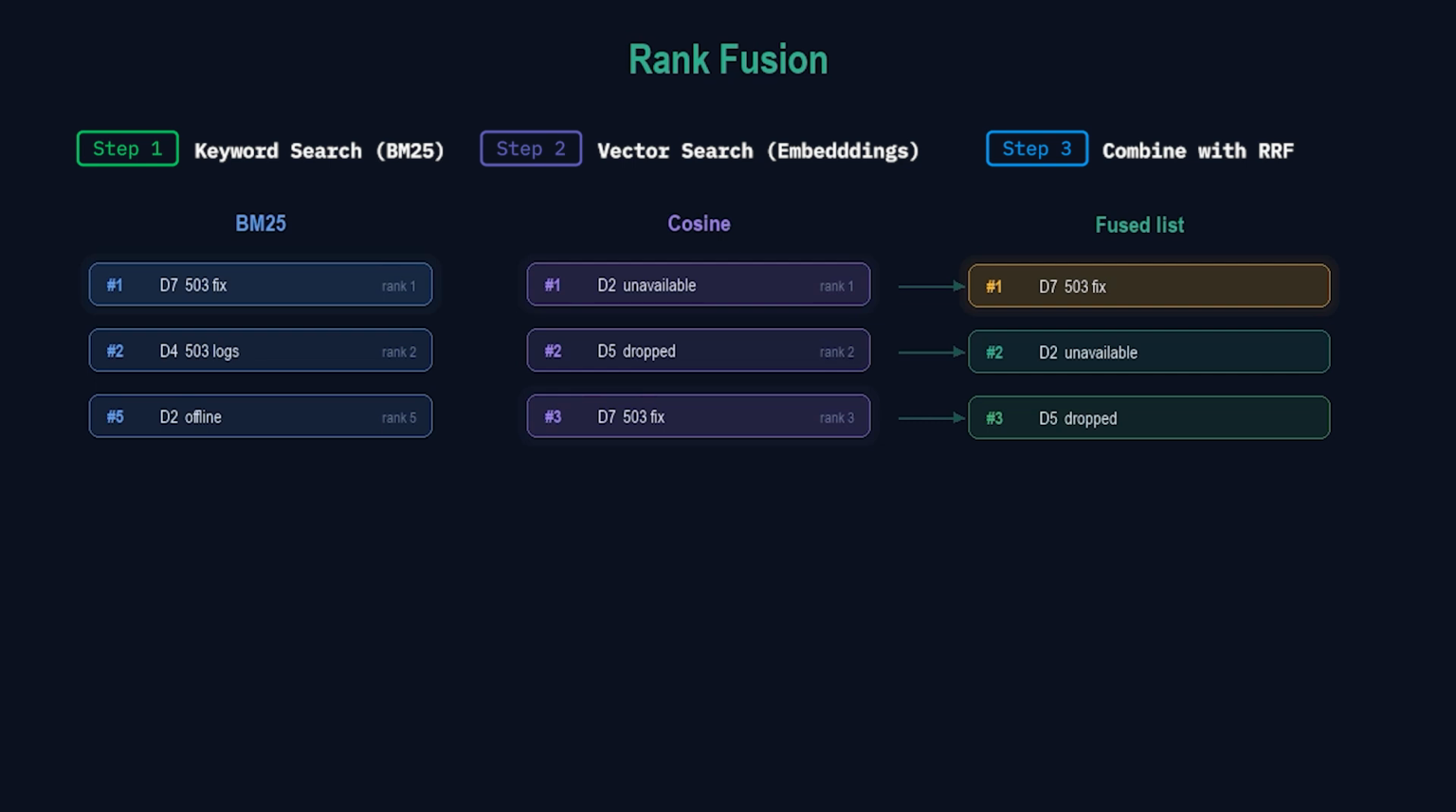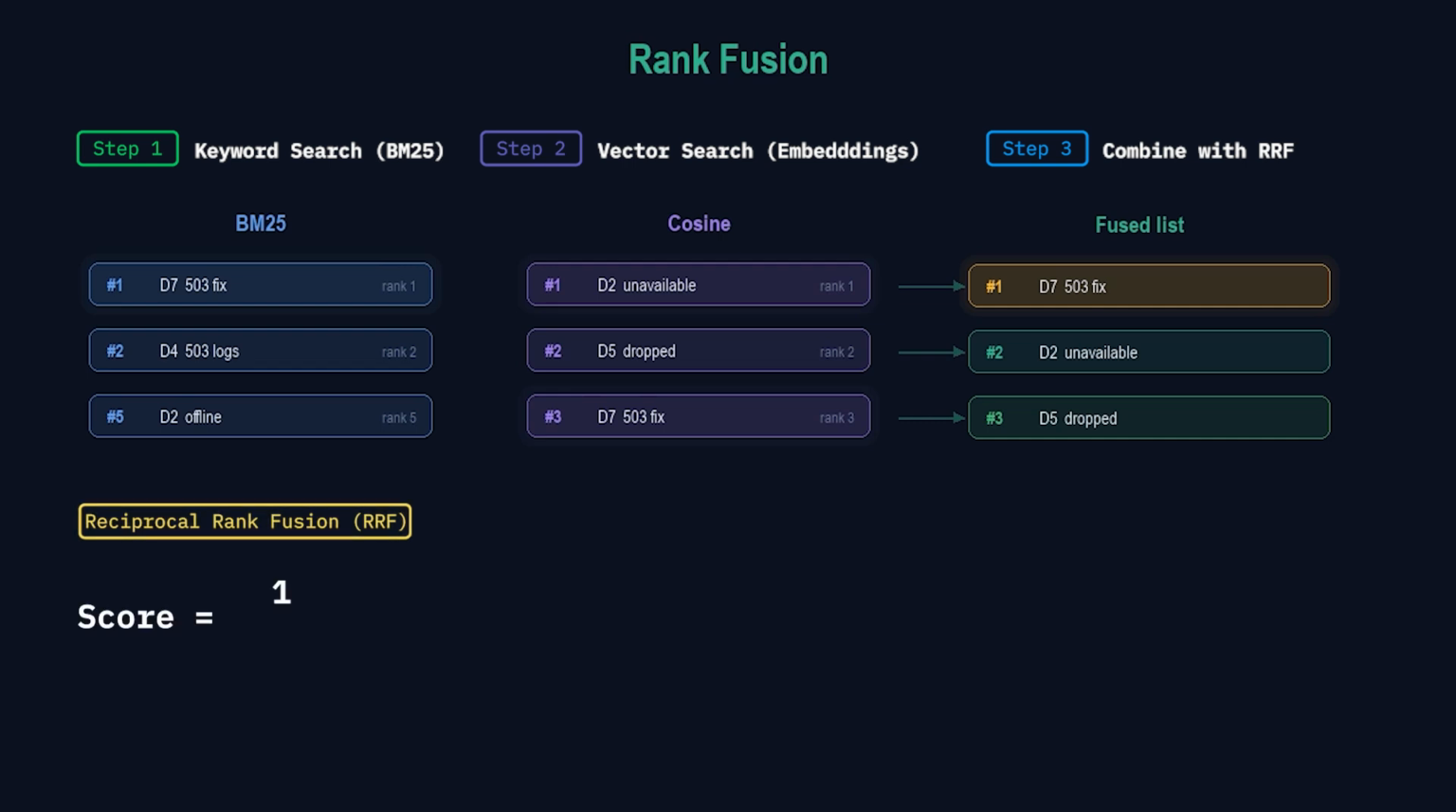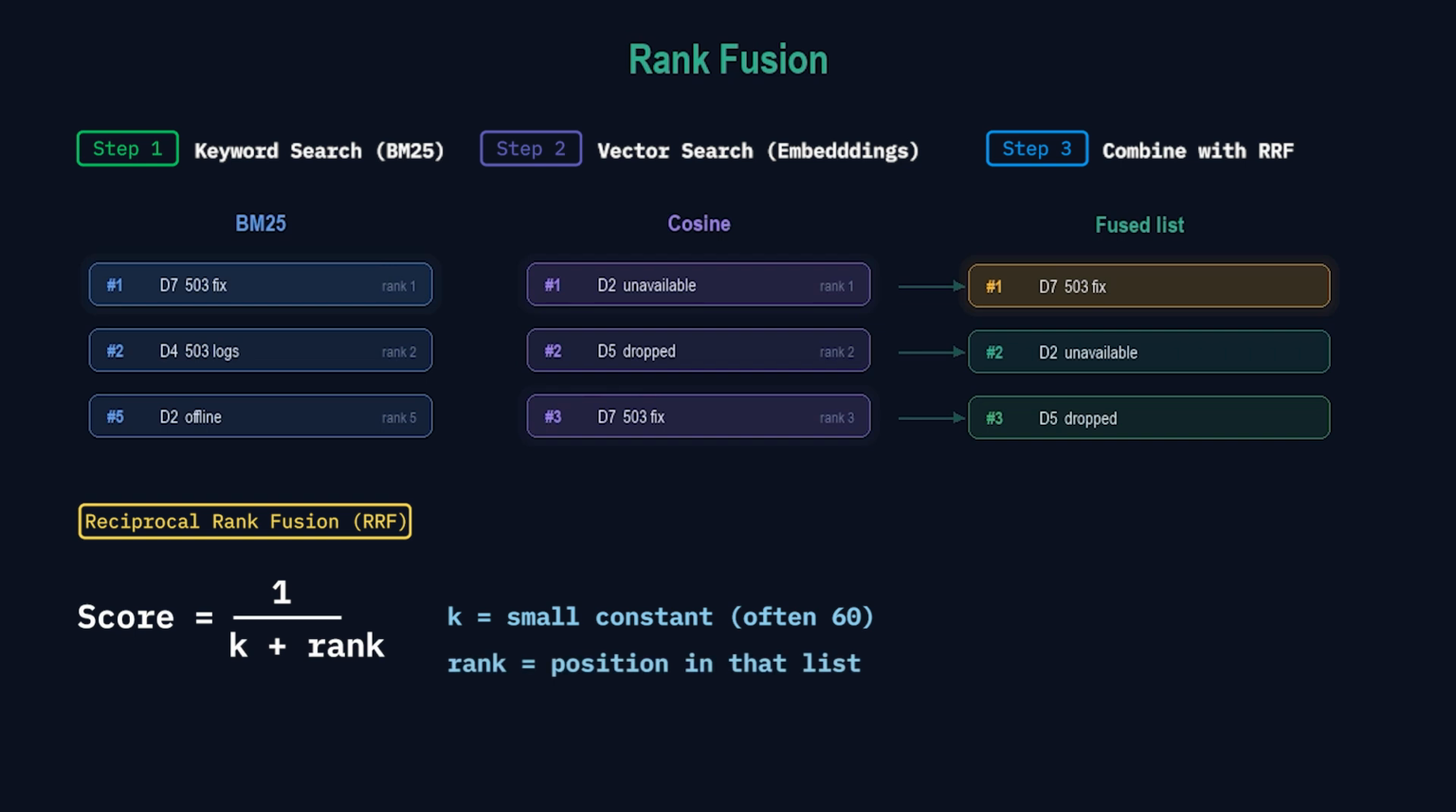The most common fix is a method called Reciprocal Rank Fusion, or RRF. Instead of combining the raw scores, RRF looks at the rank, which is the position of each document in each list. A document that's number 1 in keyword search and number 3 in vector search gets a combined score based on those rankings, and not the raw numbers.